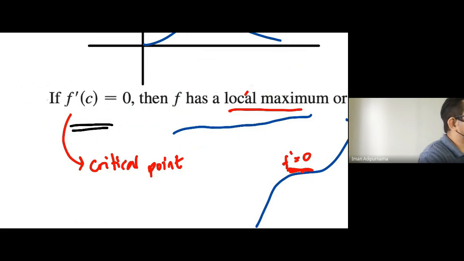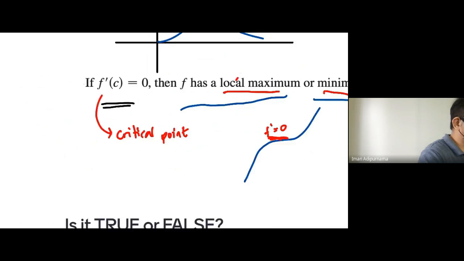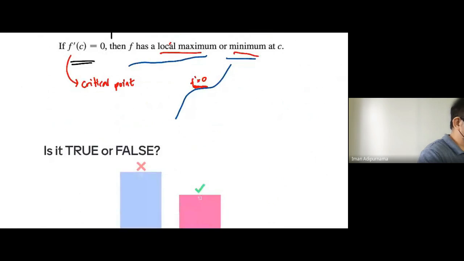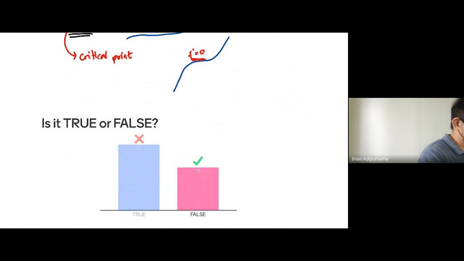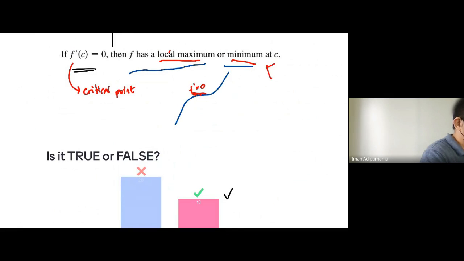We can check with the concavity, or check the endpoints if the function has an interval. So it should be false. So this is false.